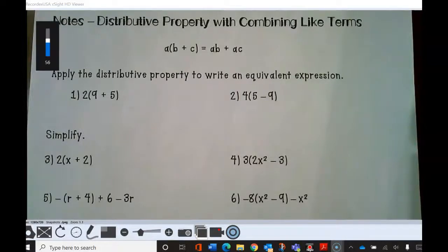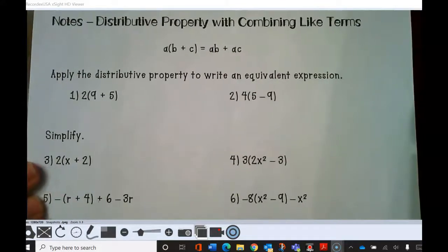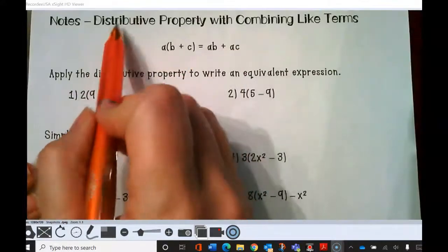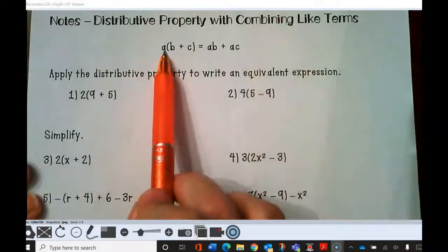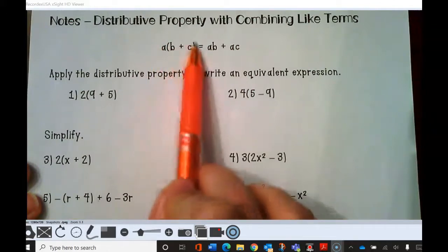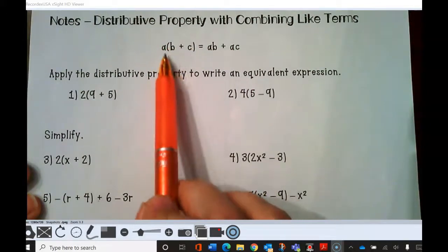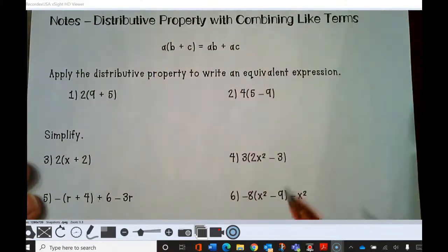Today we're going to be talking about the distributive property and combining like terms. The distributive property is something that you will use in math for a very, very long time. And the word distribute means to give out. So that's what you're doing here. You're giving the A to everything inside of the parentheses. And since there's nothing between the A and the parentheses, that tells us to multiply.